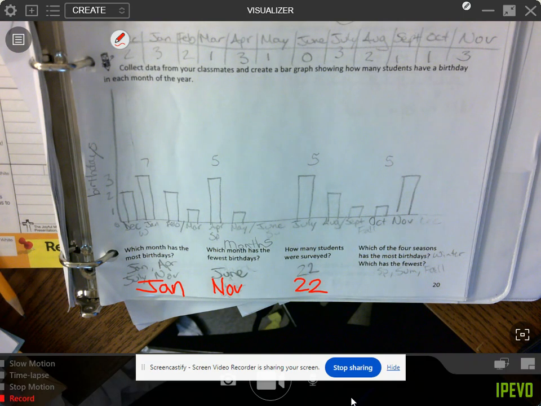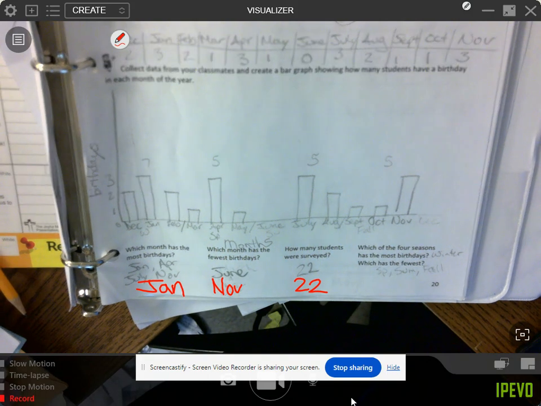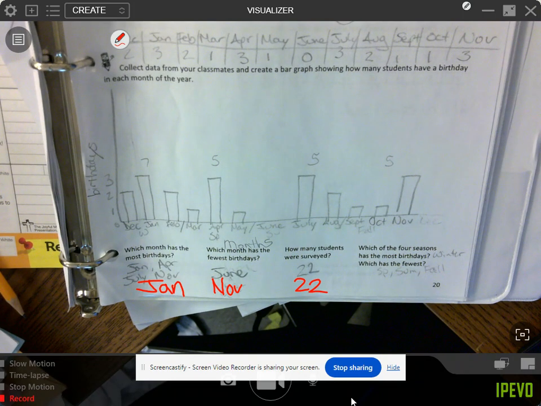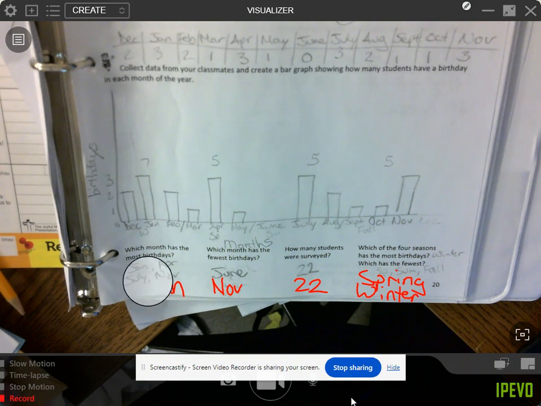Add those. Which of the 4 seasons has the most birthdays? So remember, winter was December, January, February. Spring was March, April, May. Summer is June, July, August. Fall is September, October, November. Which season had the most birthdays for us? Zelda? It's kind of a tie between spring and winter. Did everybody else get a tie between spring and winter? So it could be a tie. I just have different data from what I had listed.